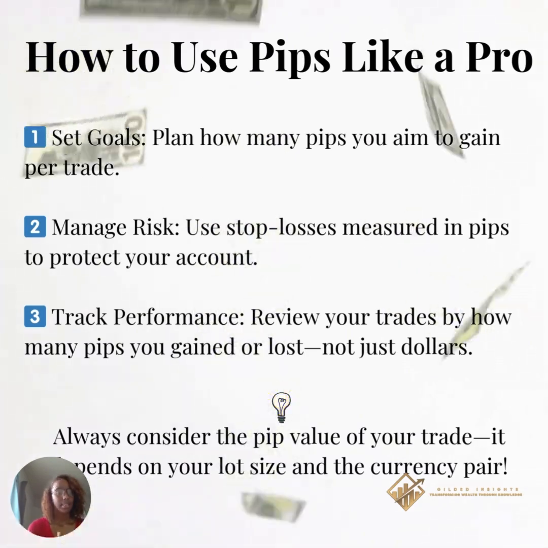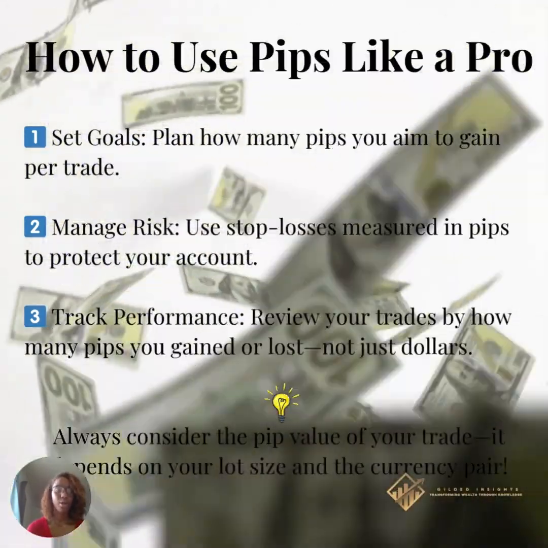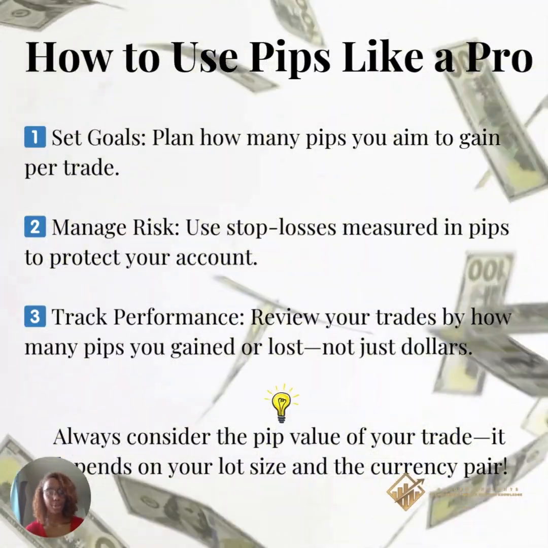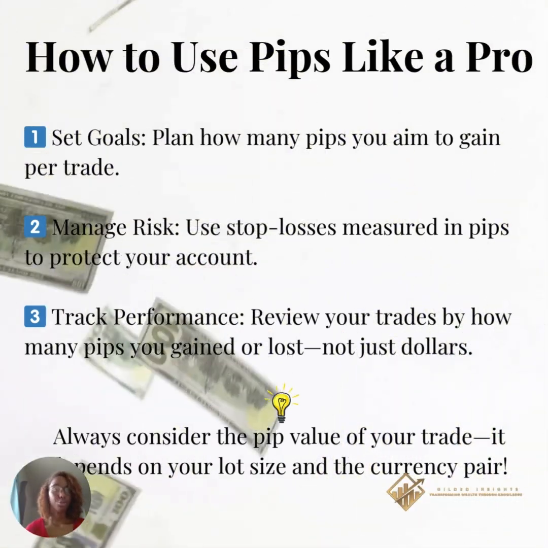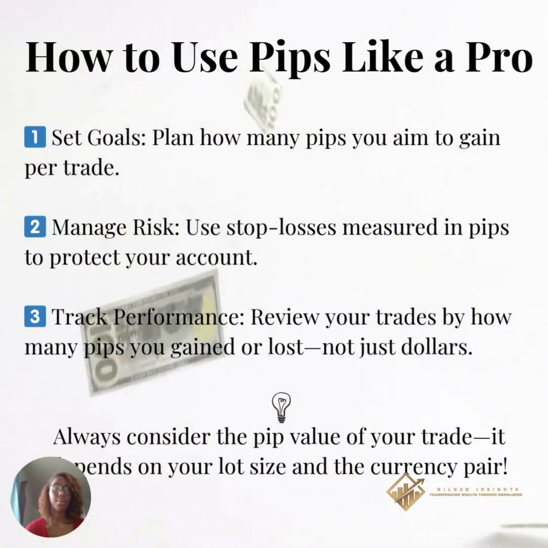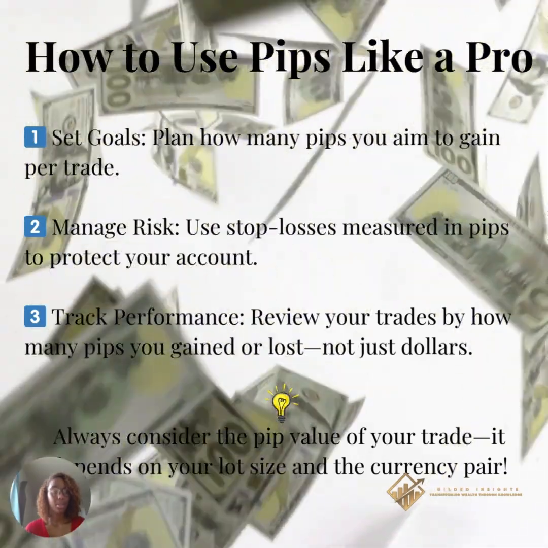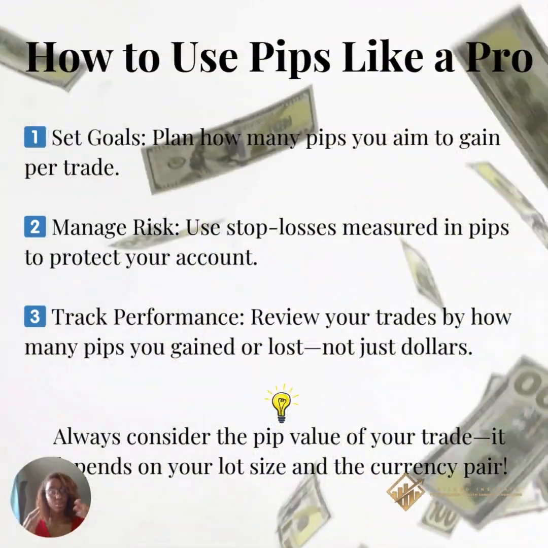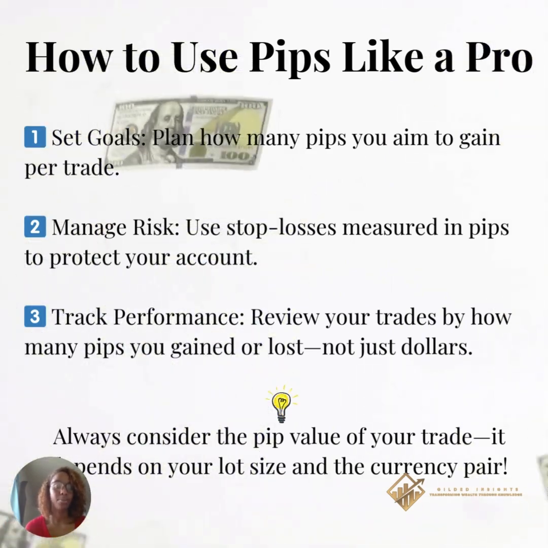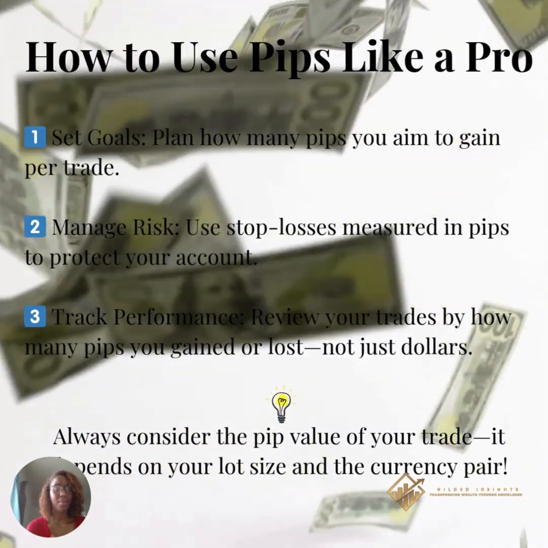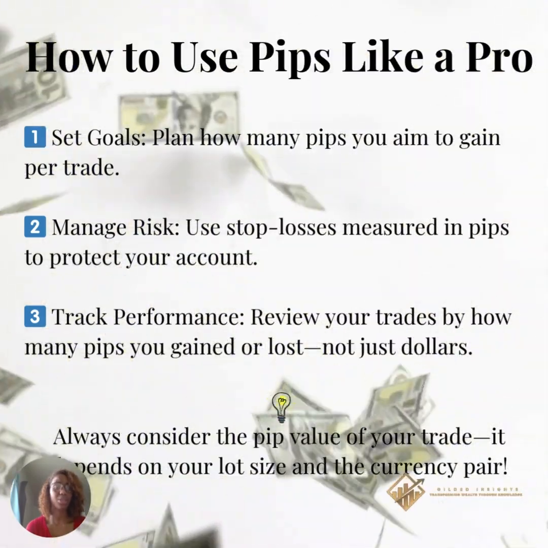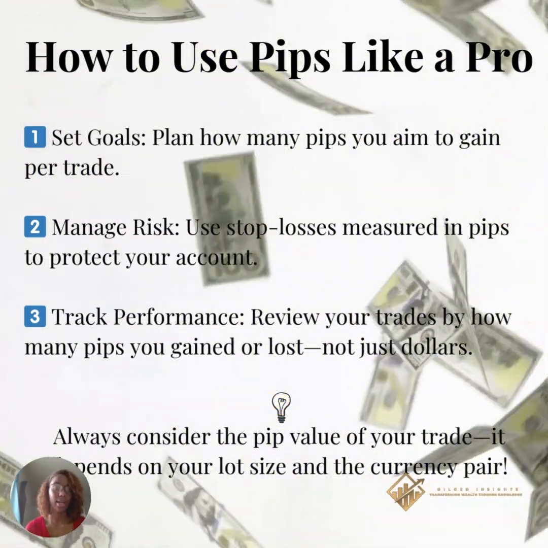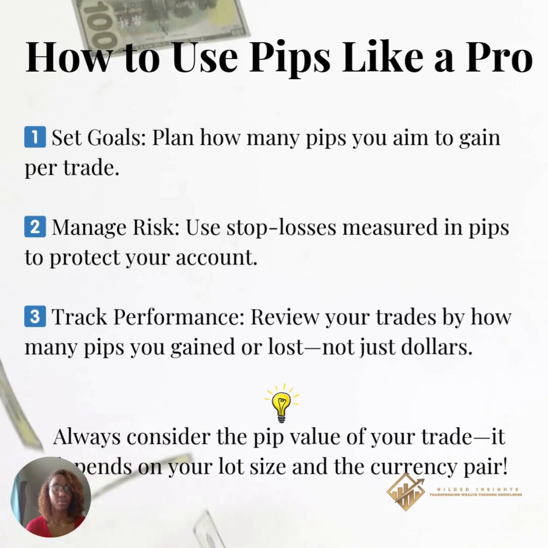Okay? How to use pips like a pro. The first thing, set goals. Plan how many pips you're aiming to gain per trade. Number 2, you're managing your risk. Use those stop losses and measure them in pips to protect your capital, protect your account. So set those goals before going into a trade of how many pips you're looking to gain, but how many are you also looking to risk? How much are you willing to lose in your account that day per trade?